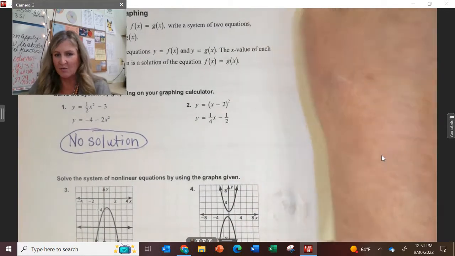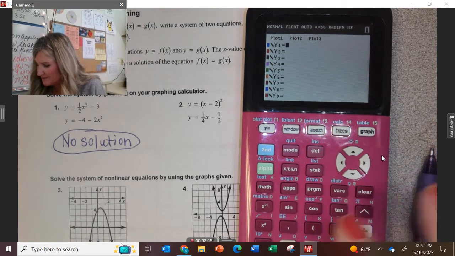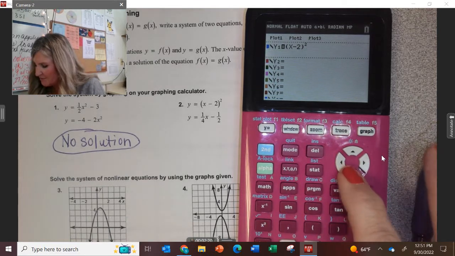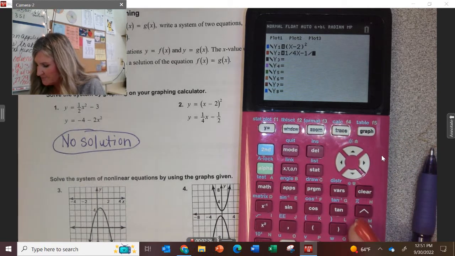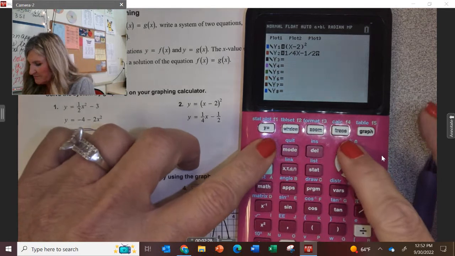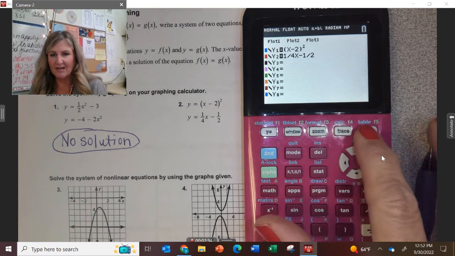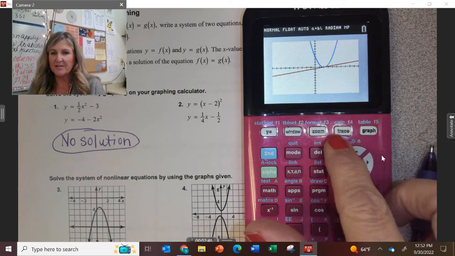I want to look at this second one, because this one has a little bit of a glitch, I guess you'd say, to it. So we graph the first parabola. What's the second equation going to be? Is it a parabola? What is it? It's a line, isn't it? So I'm going to go ahead and graph this. Just hit graph. Here's the parabola. Here's the line. How many solutions does it look like we have? One. But we really don't.